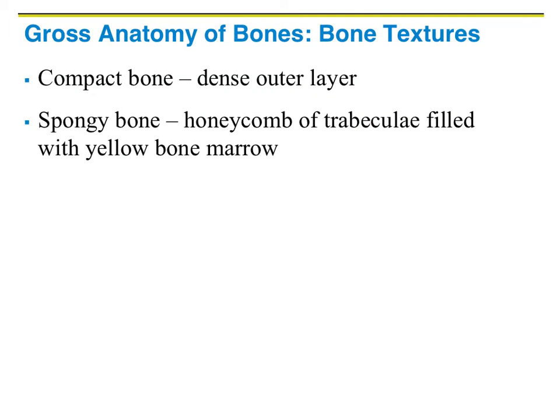There are different bone textures, compact bone and spongy bone. Compact bone is composed of structural units referred to as osteons or Haversian systems. This type of bone is very dense. It's usually the outer layer of long bones. Spongy bone is composed of trabeculae. It looks like honeycombs.